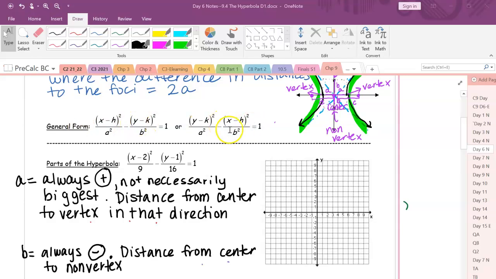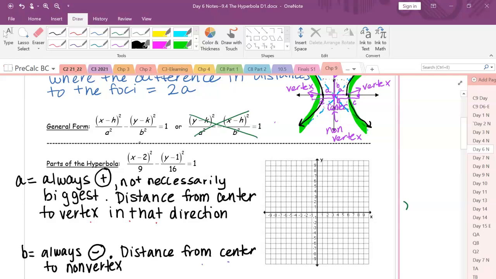Now, here are your general forms. I'm going to be honest, I don't use this one for the same reason that I don't use that form for ellipses. I think people mess up their centers. So because of that, you're going to notice that in both of these, the a squared comes first. When I write my equation, a squared isn't necessarily coming first.